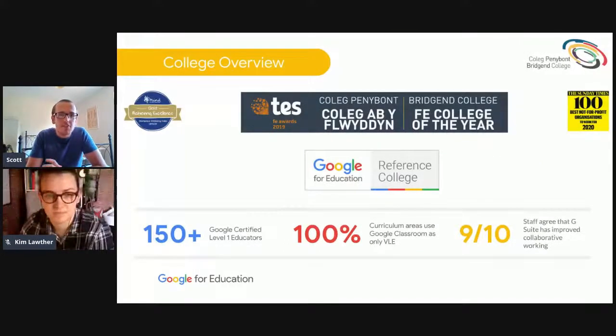Bridgend College is a further education college, an FE college in South Wales. We employ around 700 staff and support about 6,000 learners on full-time, part-time and work-based learning courses. We have 4 campuses: Bridgend, Pencoed, Queens Road and Maesteg. We were crowned FE College of the Year at last year's TES FE Awards, and the most recent achievement is to have been recognised as a Google Reference College, and we're really proud of that one.